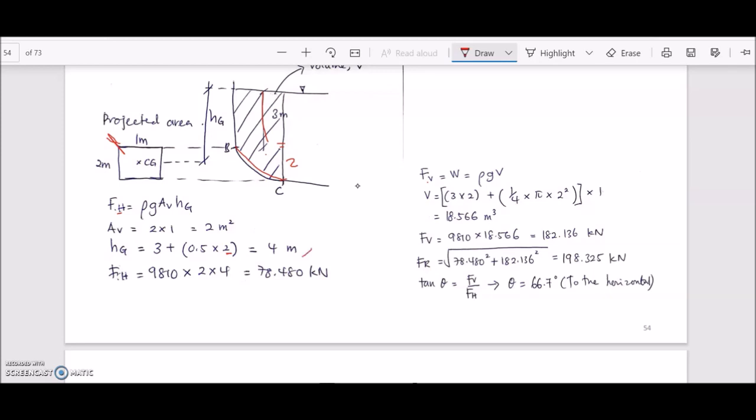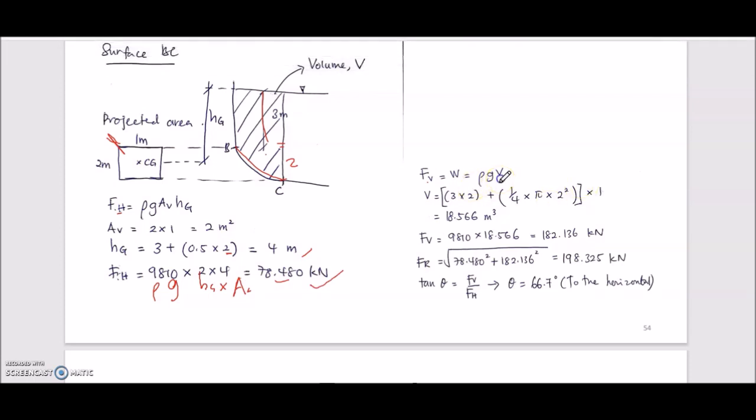So for the hydrostatic force in the horizontal direction, we have rho g times hg times area. So area is 2, and hg is 4. So we have this one. That settles the horizontal direction. Now we move to the vertical direction.